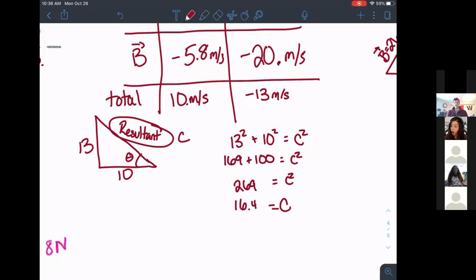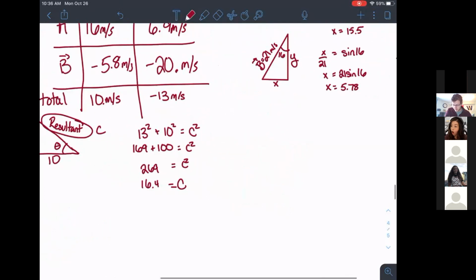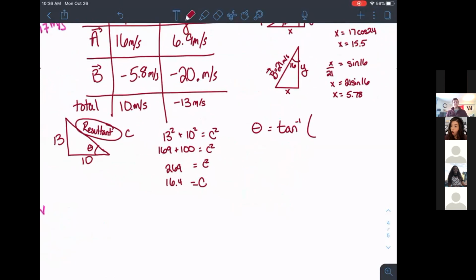All right. My angle. How do I find my angle? Inverse tangent. Perfect. So the inverse tangent is going to equal theta. An inverse tangent of what divided by what?